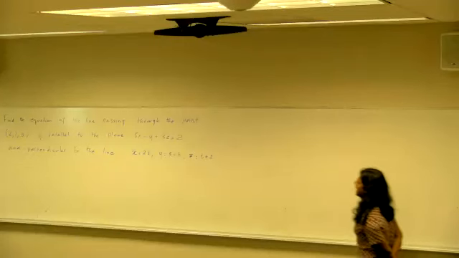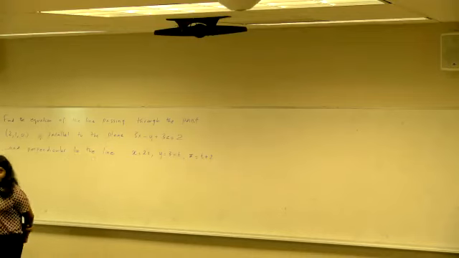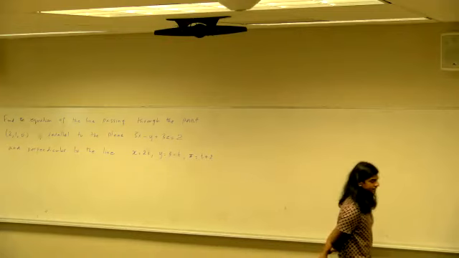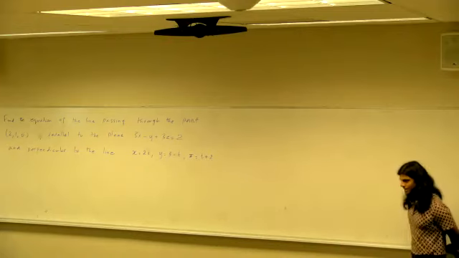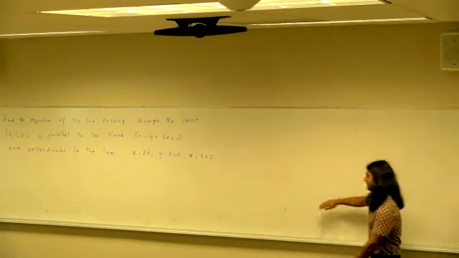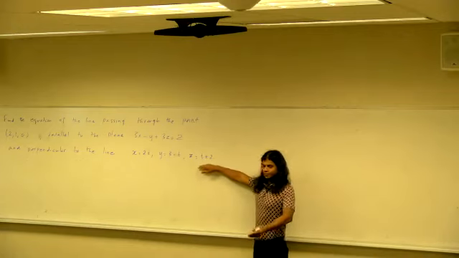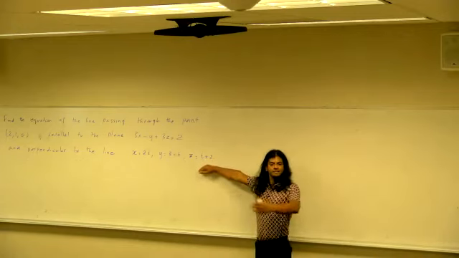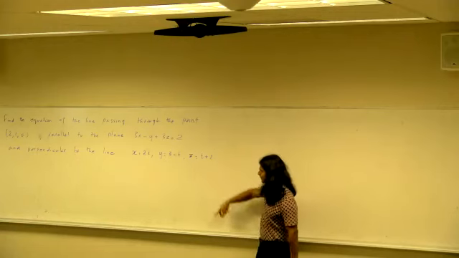So we have to find the equation of the line that is passing through the point (2, 1, 0), parallel to the plane 3x minus y plus 3z equals 2, and perpendicular to the line x is equal to 2t, y is equal to 3 minus t, z is equal to t plus 2. It is in parametric form, of course. We can write it in symmetric form, not a big deal.